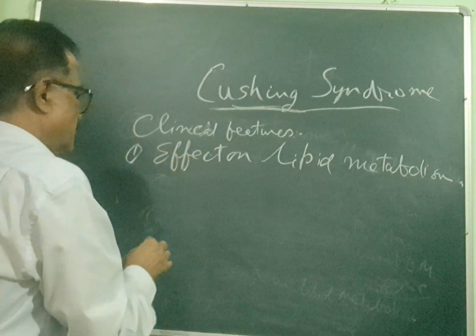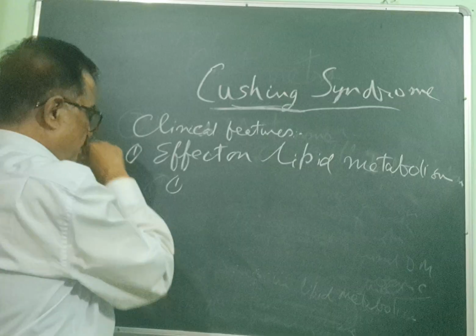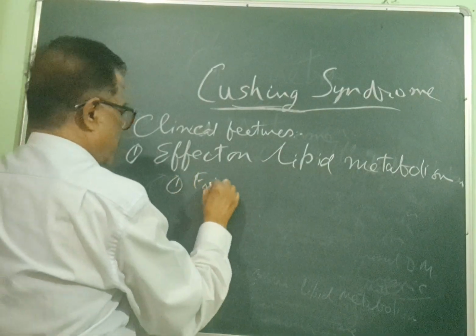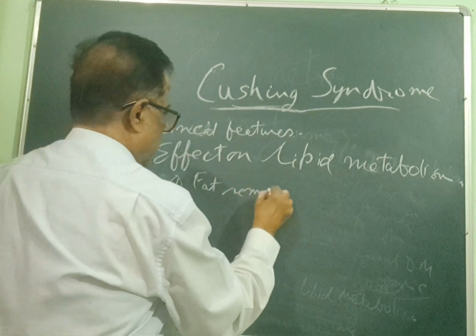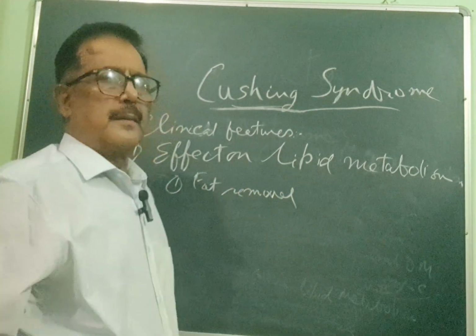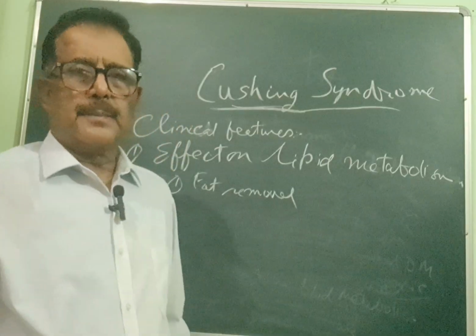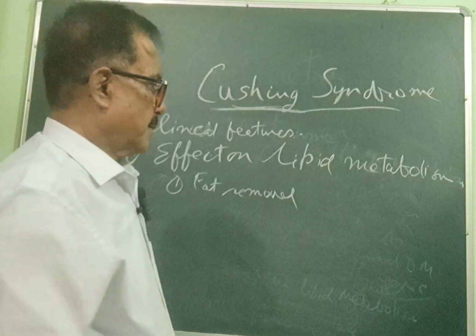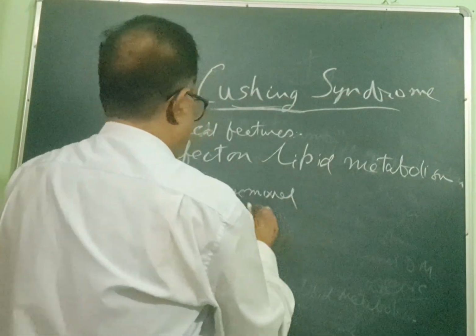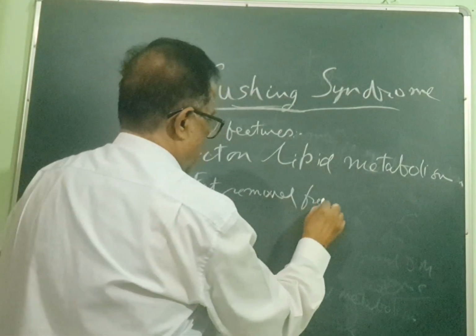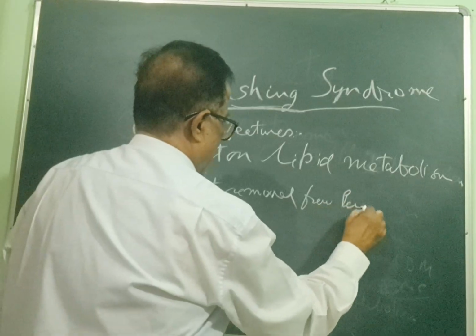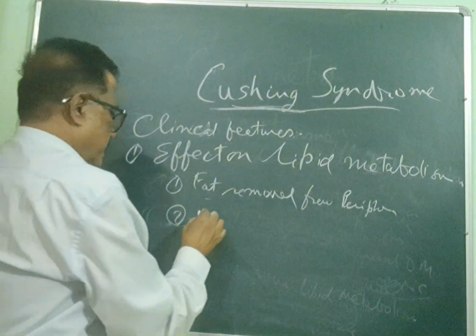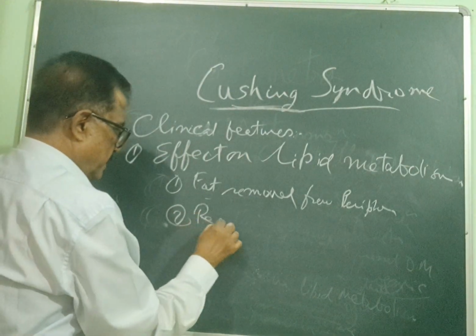It causes removal of fat, removal from peripheral tissue, extremities. Legs become thin, arms become thin, then fat removal from periphery. And second is redistribution of fat.